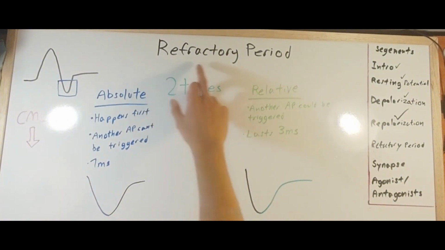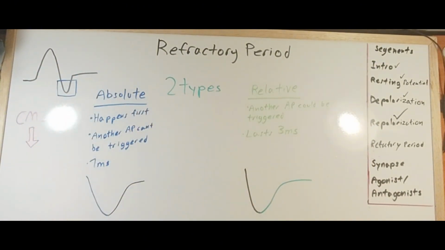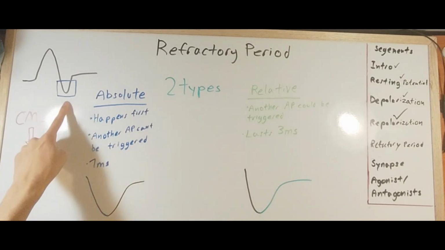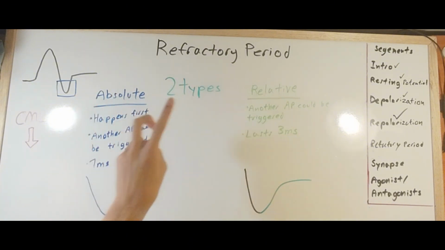So, the refractory period is the time it takes for a cell to return to its resting potential before another action potential can begin. During the refractory period, the cell takes a dive at its level of CML. There are two types of refractory period. The first is absolute, and the second is relative.